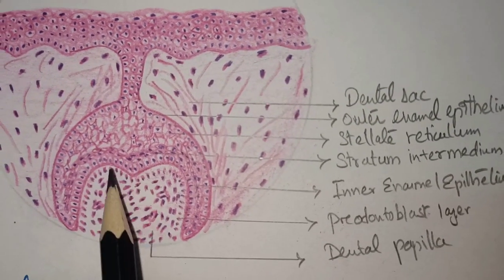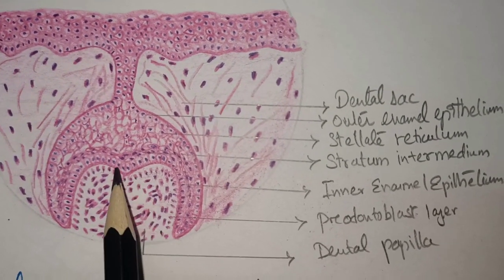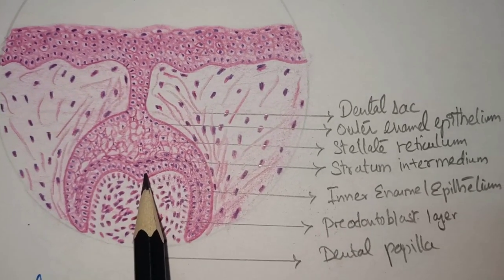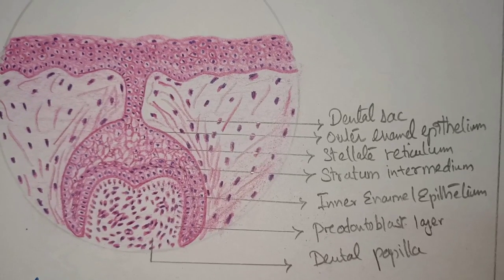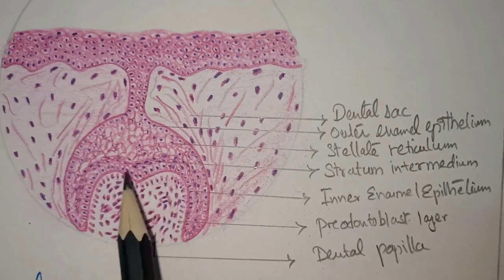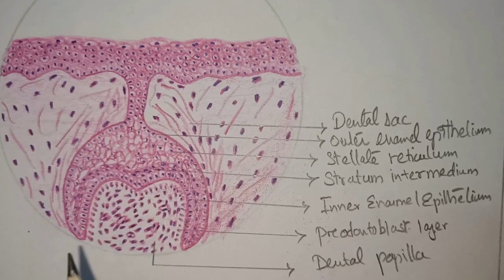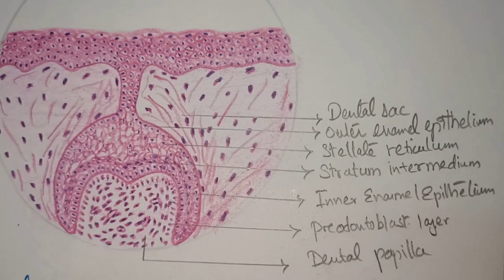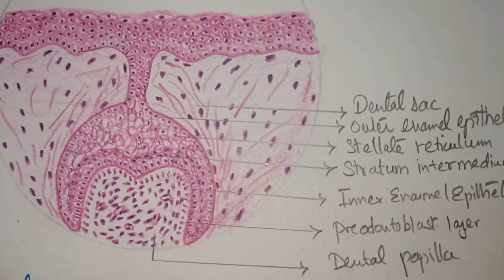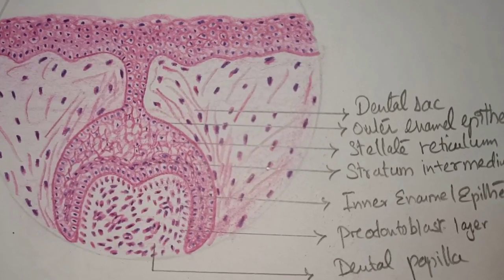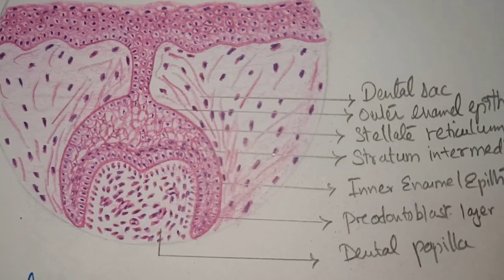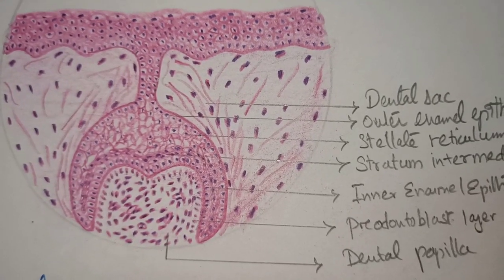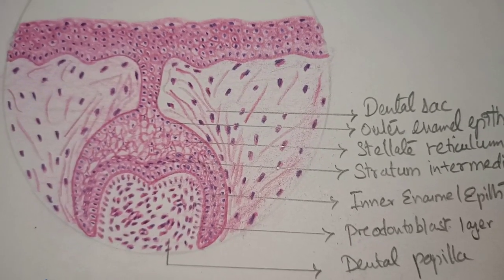They are nothing but cuboidal to squamous cells, two to three layers seated above the inner enamel epithelial cells. The inner enamel epithelium, as usual, is made of columnar cells, and it is in this bell stage that enamel formation and dentine formation take place. For that, the cells of the inner enamel epithelium will differentiate into early ameloblast cells. Enamel formation takes place only from the ameloblast cells.